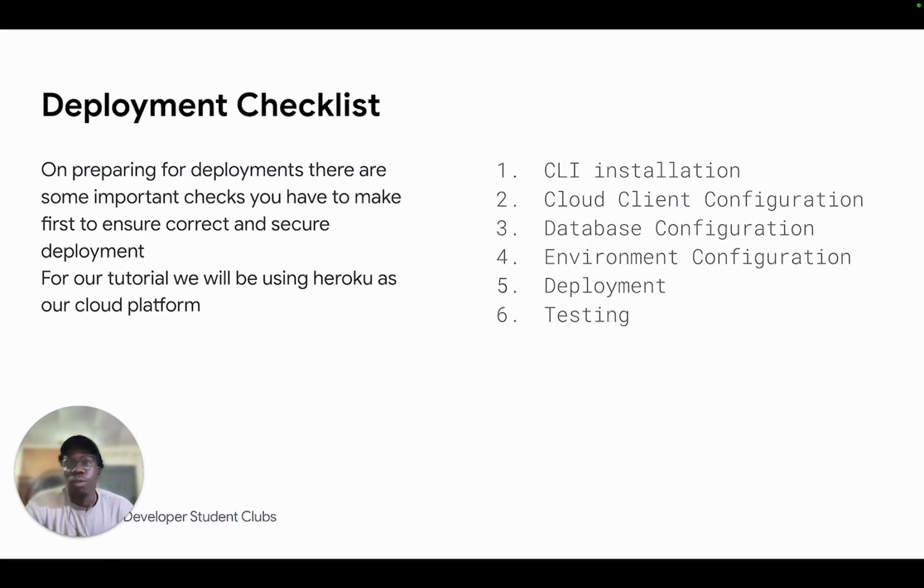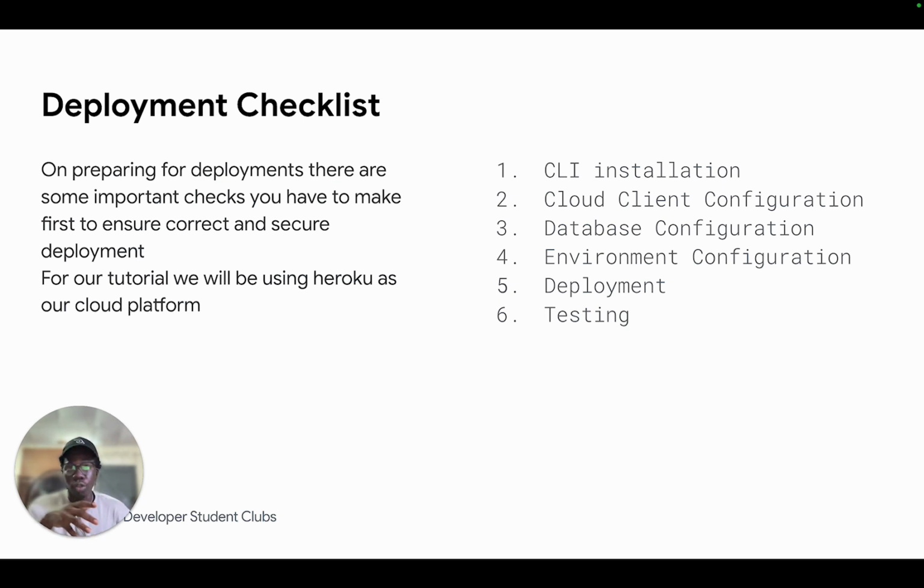When you want to deploy your application, there are a few checklists you have to go through to make sure you have the best deployment you can get. Preparing for deployment, there are some important checks you have to make first to ensure correct and secure deployment. For our tutorial, we'll be using Heroku as our cloud platform. Check number one is our CLI installation. Then we configure Heroku, then we configure our database and our environment. Then we deploy and then we test.